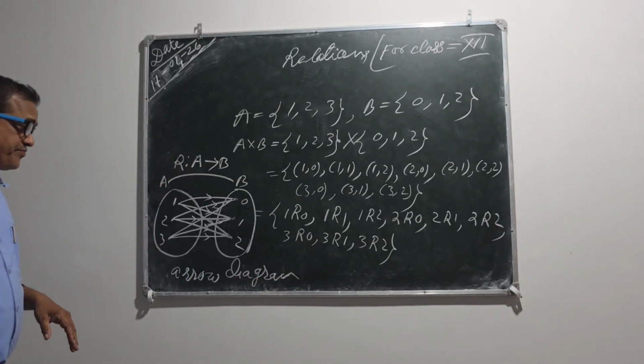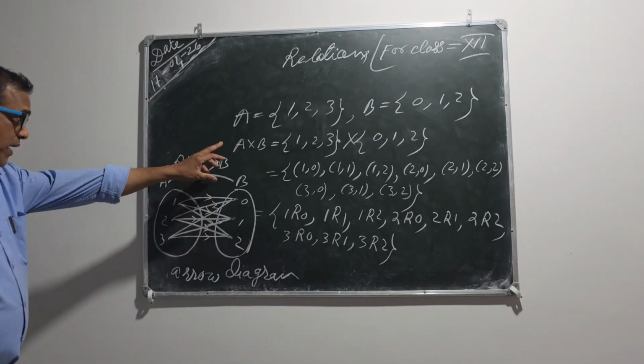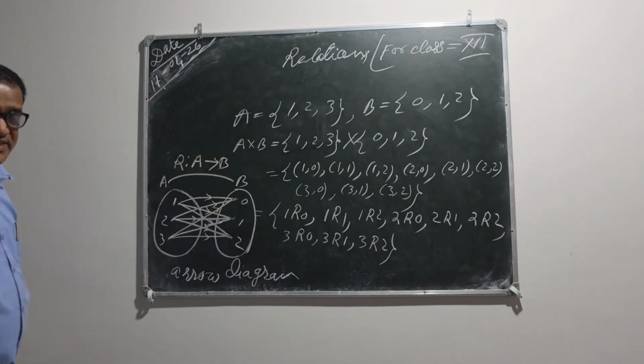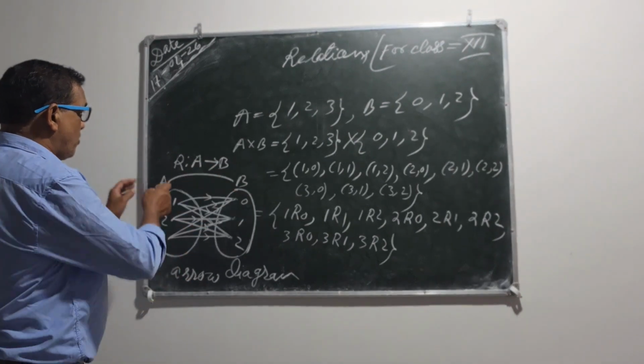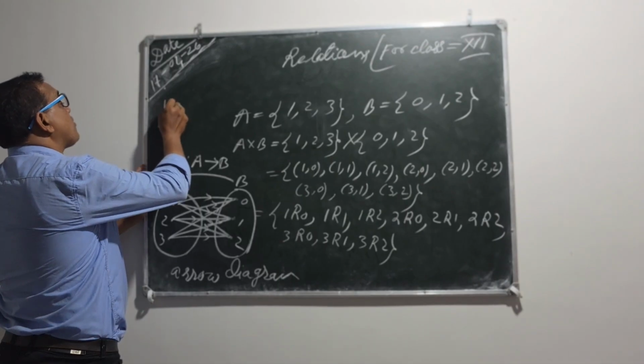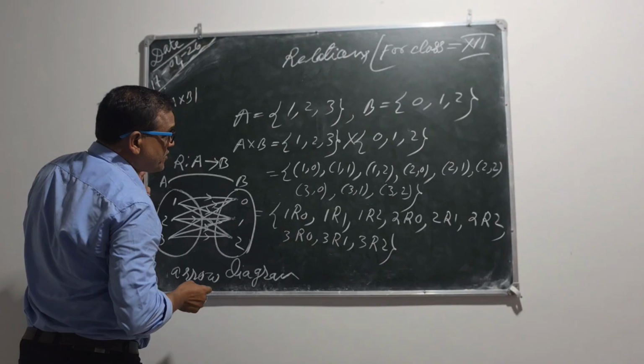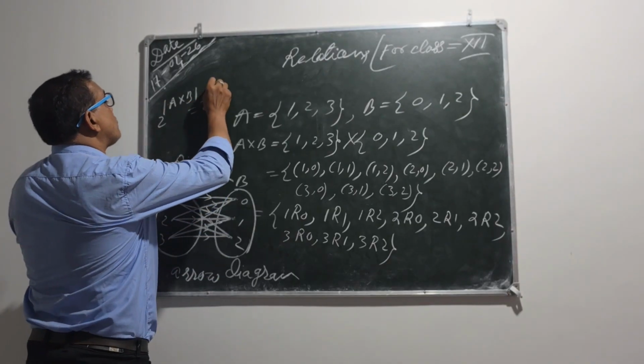So in this case, how can we find the total number of relations from this? How many possible relations can we establish here? So 3 times 3 is 9. So the total number of relations will be 2 to the power modulus of A cross B. The total number of elements in A cross B is 3 times 3, which is 9. So it will be 2 to the power 9.